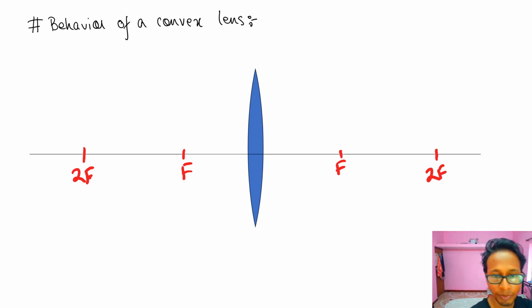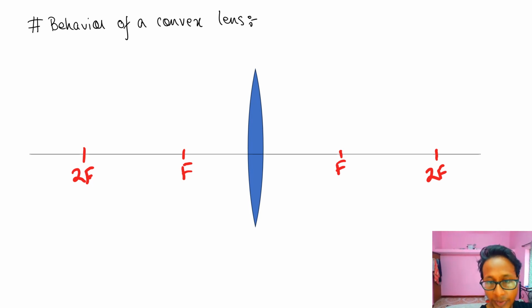In this diagram, this convex lens, unlike a mirror, has two focus points. Focus number one and focus number two. And this is nothing but twice the focal length. That means if this length is the focal length, this entire length is twice the focal length. And if this is the focal length, this entire length is twice the focal length.